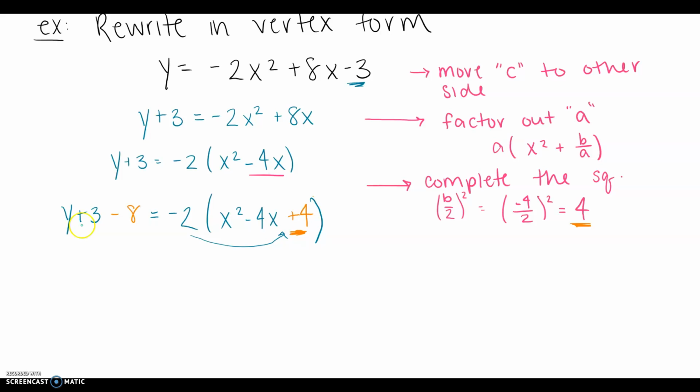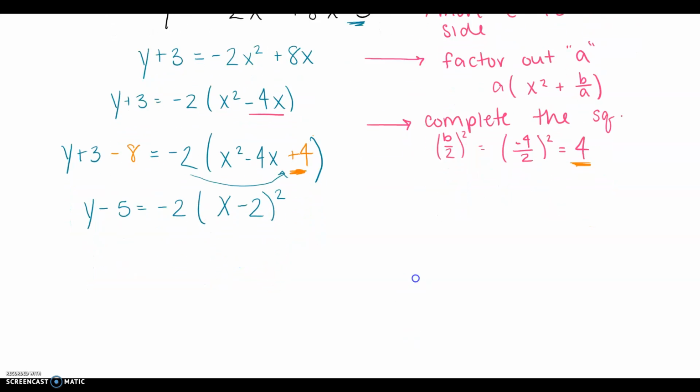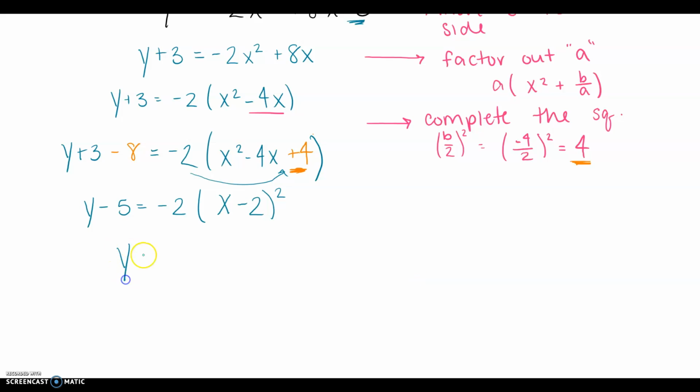You just simplify. So we do 3 minus 8, which is negative 5. Our negative 2 stays on the outside. We factor what's in here, so x squared minus 4x plus 4 can factor to be x minus 2 squared. And then it's almost in vertex form. We simply need to move that 5 over, and we are done. If I asked what the vertex is, you'd be able to tell me it is positive 2, positive 5.